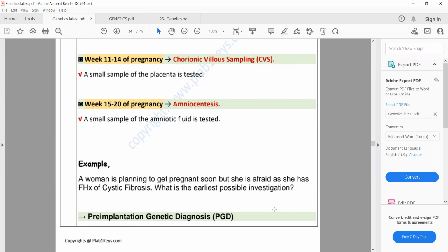Now, if someone wants to do genetic testing during the 11 to 14 weeks, then chorionic villus sampling will be done. And after 14 weeks or between 15 to 20 weeks of pregnancy, amniocentesis will be done.